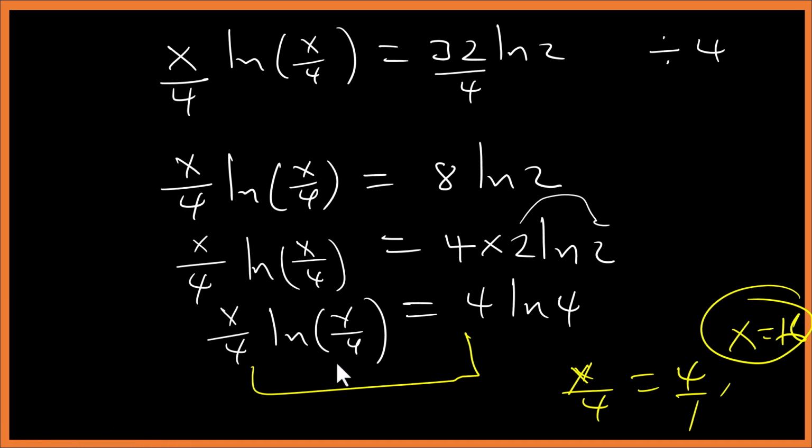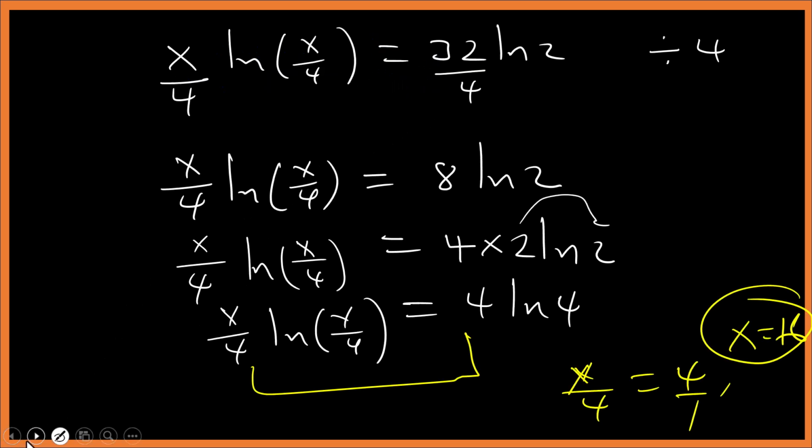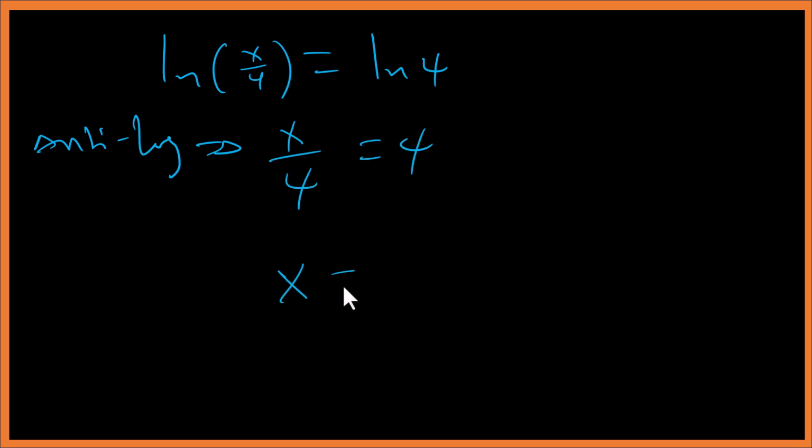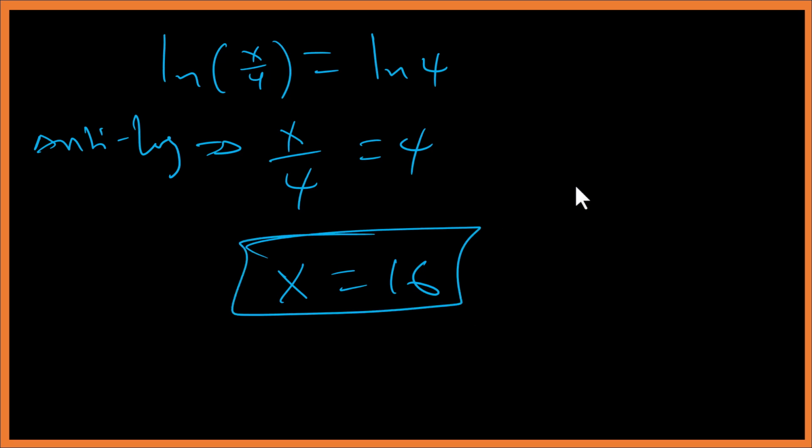Or ln of x over 4 equals ln of 4. So we have it here, this equals that. By taking antilog, x over 4 equals 4, which gives 16. So x equals 16. All right, so if you want to verify, you can go ahead.